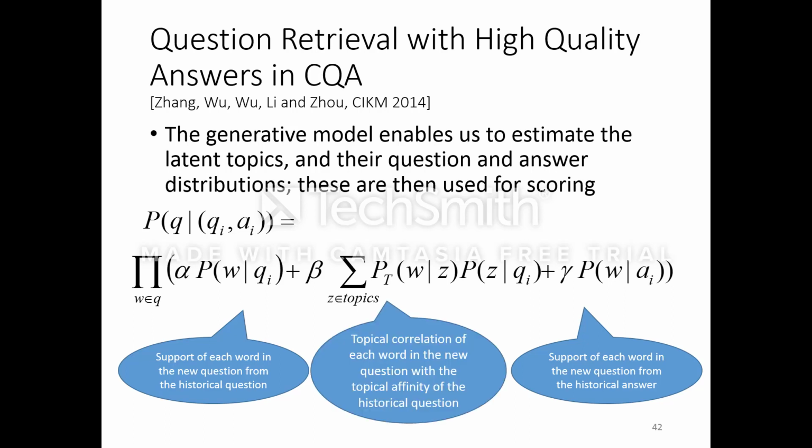So here it is the topical correlation of each word in the new question, which is W, with the topical affinity to that same topic of the historical question. So that's what they use. In essence, they're replacing this PT from the translation model with something from the topic model. So it's not the same metric. It's not a vocabulary by vocabulary metric. It's a vocabulary by topics kind of metric. So it's slightly different, but the kind of modeling that they use is very similar to the earlier one.